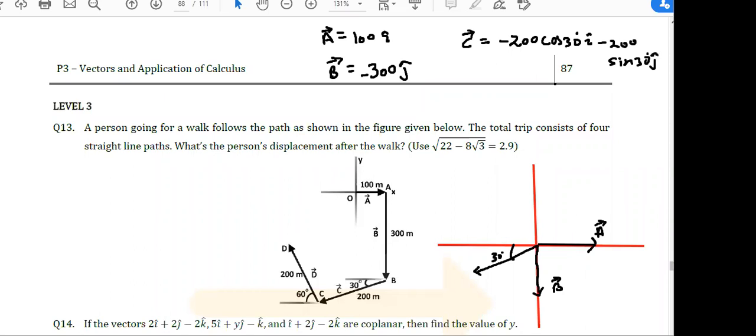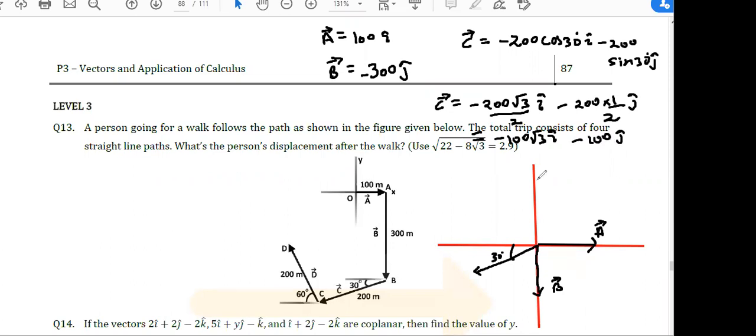Resolution of vector, that we have studied in last class. So, vector C can be written as minus 200 root 3 by 2 i cap minus 200 into 1 by 2 j cap, which is minus 100 root 3 i cap minus 100 j cap. This is your vector C. Yes or no?